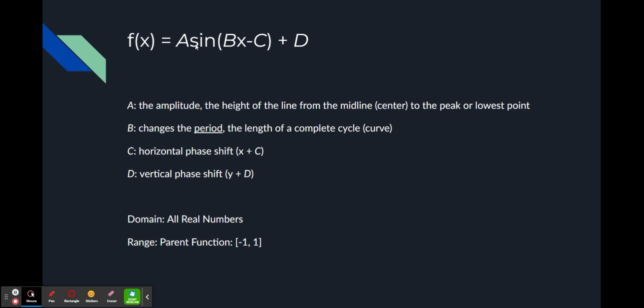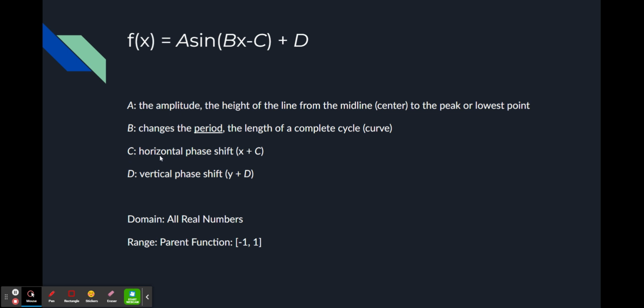Now a is going to refer to the amplitude, which is the height of the line from the midline to the peak or lowest point. It's going to correlate with our range as well, but we'll talk more about that later. This is going to change the y value, and it's multiplying, so it's going to be y times a when we graph out our things. B changes the x value, the period, which we'll talk about later as well. The period is the length of a complete cycle. I'll explain more what that is, and I'll show you too later.